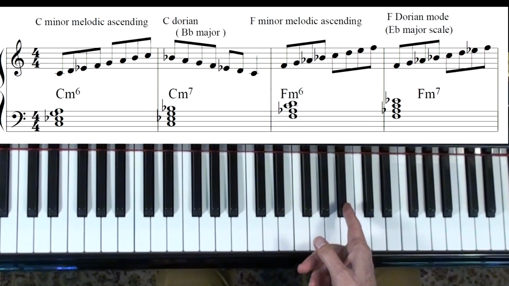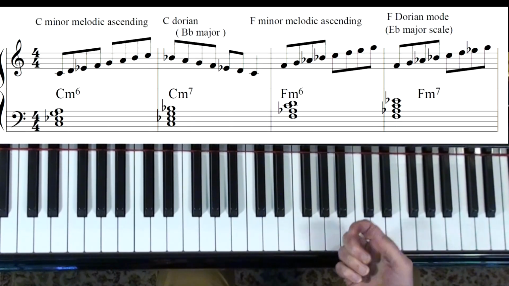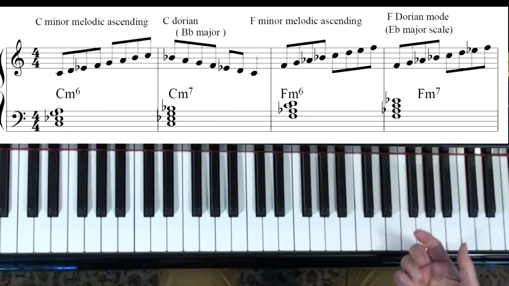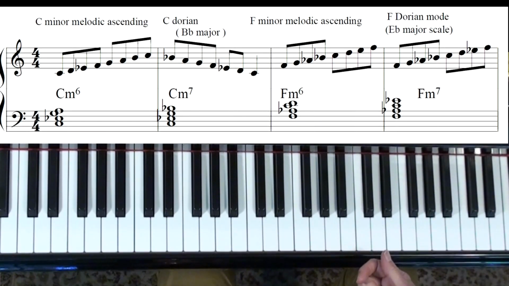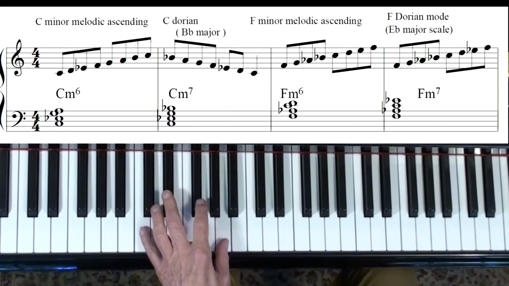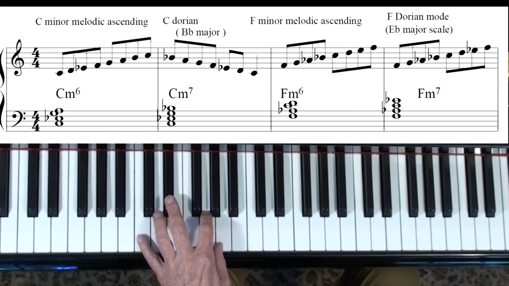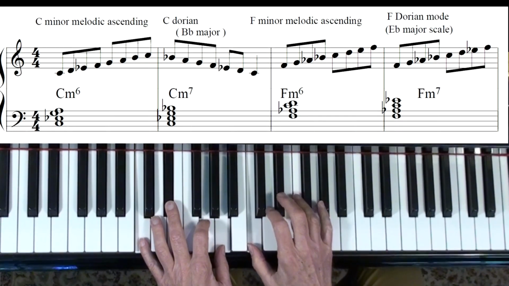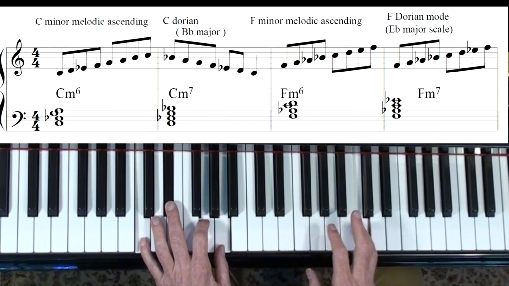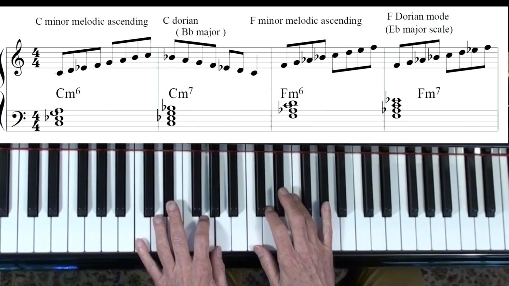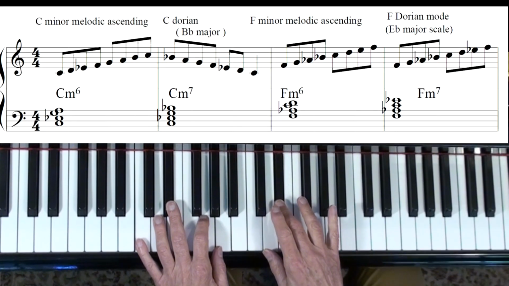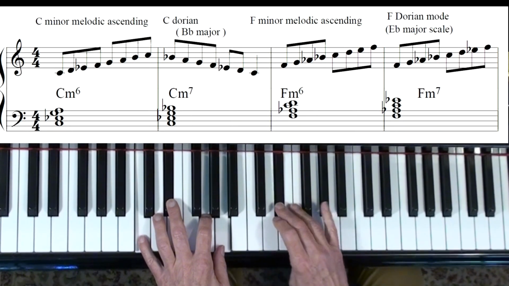Now there's 7 notes, so there would be 7 modes, but only 4 of them are really useful. I mean, you can use the other ones too, but they're just certainly not as common. So the first one we're going to cover would be on the very first chord, like a C minor 6th or C minor major 7th. And there it is. You just use the minor melodic ascending. It's just like a major scale, but it's got a minor third instead of a major third.